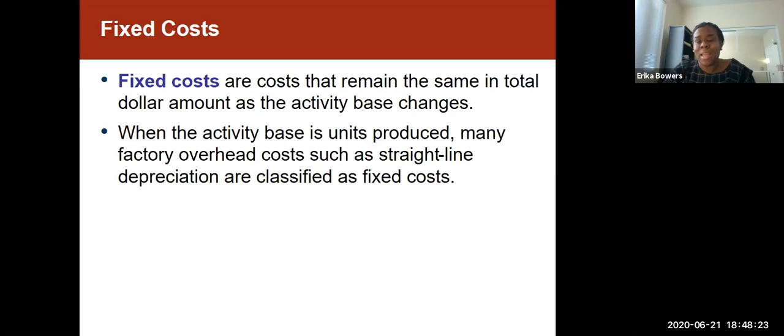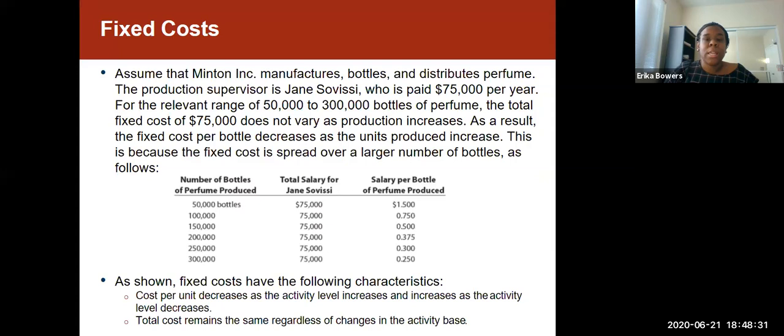So it's a straight line and it stays the same, it stays static. Things such as your depreciation or your rent will be considered fixed costs. And so we look at this. The manager or the supervisor of this department makes $75,000 a year. So whether we make 50,000 bottles of perfume or 300,000, Jane's salary will not change. And so this stays the same. However, if we did a per unit cost, our per unit cost would decrease, because the more units you make, the more you spread this across.